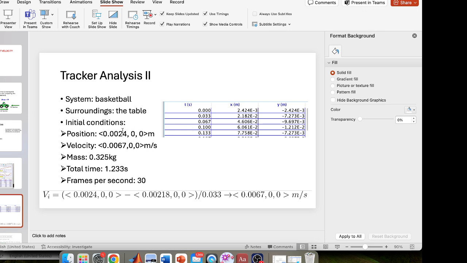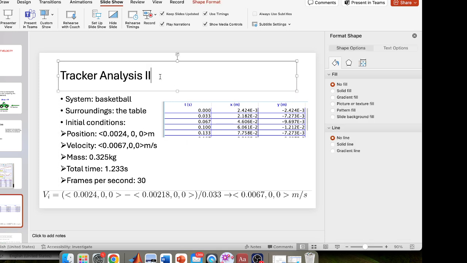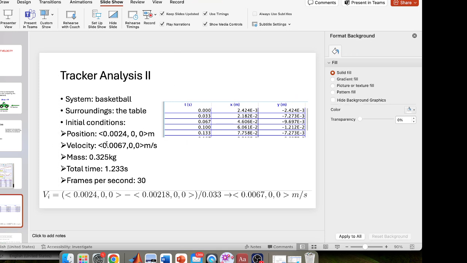The initial position was 0.0024 meters. Of course, we're ignoring the y axis; we're only caring about the x axis. The initial velocity we calculated by subtracting the x value at the first timestamp from the x value at the second timestamp, which was 0.033 seconds, and dividing it by the change in time, which was also 0.033 seconds, and we got 0.006700 meters per second. The mass was 0.325 kilograms, and the total time was 1.233 seconds. The frames per second were 30, which explains why the timestamps are separated by 0.033 second intervals.